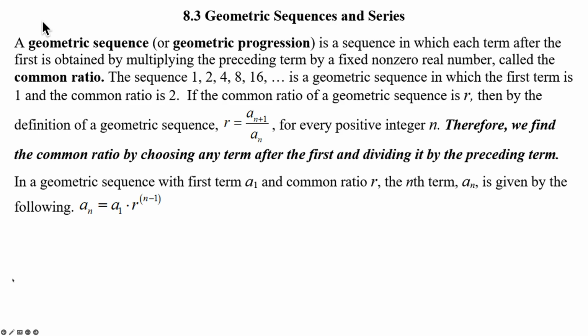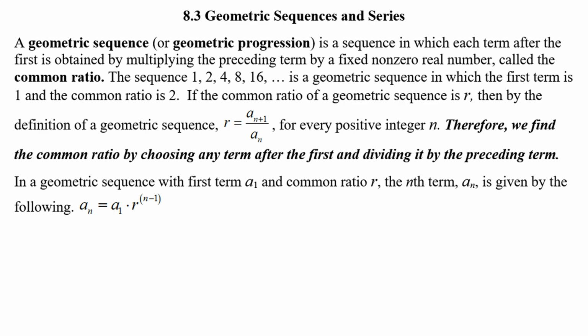Let's take a look at our last section for the semester, 8.3, the geometric sequence and series. A geometric sequence is a sequence in which each term after the first is obtained by multiplying the preceding term by a fixed non-zero real number called the common ratio.